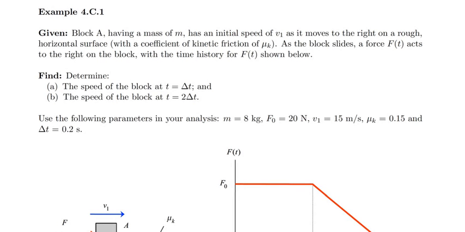Okay, this is a fun little example. What we have here is a block A, which has a mass of m, an initial speed of v1, and we're told that the block moves to the right on a rough horizontal surface, which has a coefficient of kinetic friction of mu k. We're told as the block slides, a force F of t acts to the right on the block, with the time history for F of t being shown below. Based on this, we're asked to determine the speed of the block at t equals delta t, and the speed of the block at t equals 2 delta t.